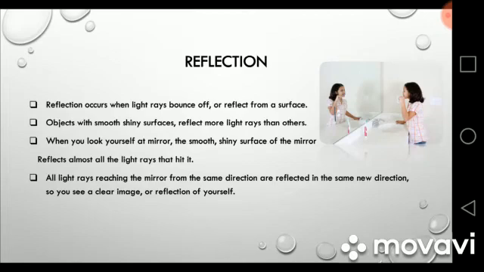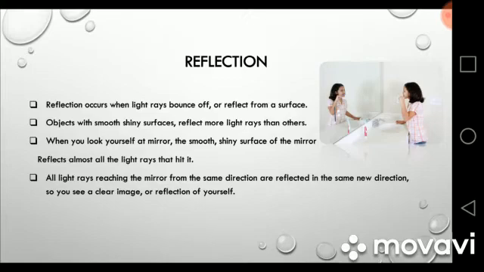Reflection. Reflection occurs when light rays bounce off or reflect from a surface. When they strike a surface and they bounce back, this is called reflection. Objects with smooth, shiny surfaces reflect more light rays than others. The mirror has a very smooth and very shiny surface.